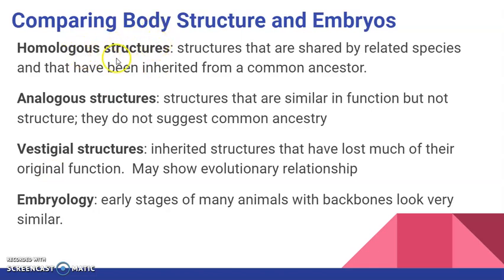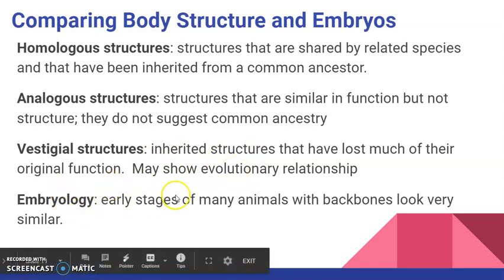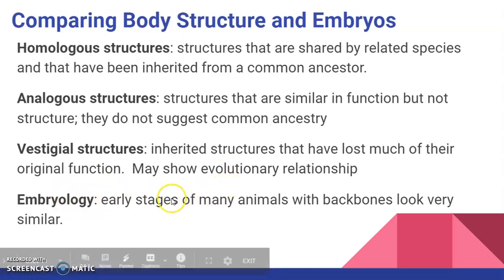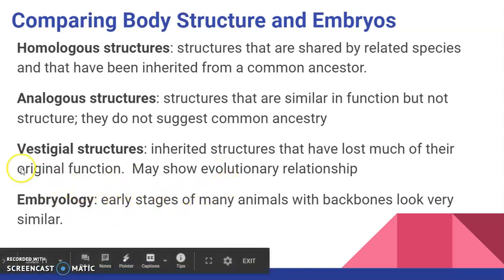So remember, homologous structures are structures that are shared by related species that have been inherited from a common ancestor, whereas analogous structures might look the same, but they don't suggest common ancestry. Vestigial structures are inherited structures that have lost much of their original function, and so it can show that evolutionary relationship. And then if you look at embryos of, for instance, many types of vertebrates, they're going to look similar in early stages. And so that leads to evidence.